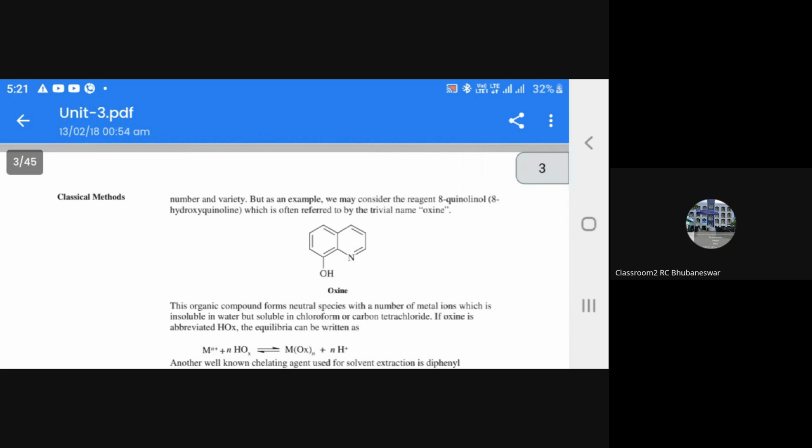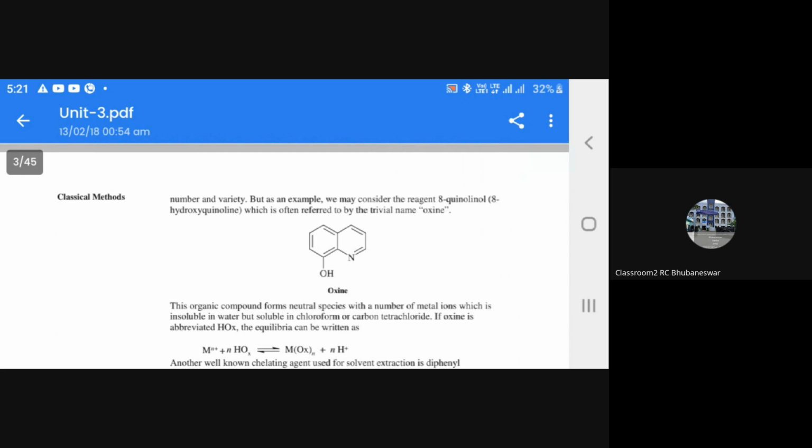The chelating agent generally used is oxine. Oxine is 8-quinolinol, 8-hydroxyquinoline, which is known as oxine. This organic compound forms neutral species with a number of metal ions, which are insoluble in water but soluble in chloroform or carbon tetrachloride.